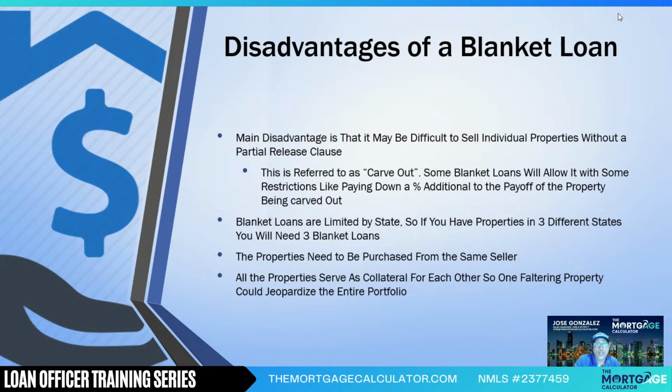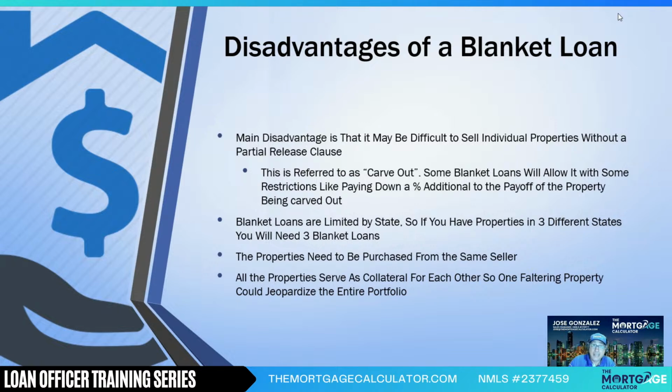I almost had a blanket loan the other day. It was going to be a really nice loan till the borrower was very turned off by the main disadvantage here, bullet point number 1. And the main disadvantage is that it may be difficult to sell individual properties without a partial release clause. In other words, to individually sell off properties. Now, this is referred to as a carve out, right? Remember that phrase? Your investors will love it if you know the nomenclature. When they're talking about carving out a property, they're talking about removing one property from the portfolio.